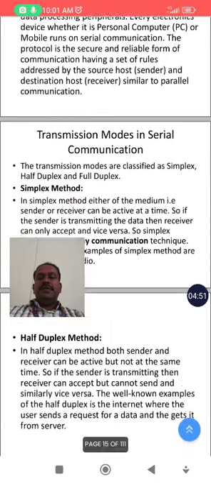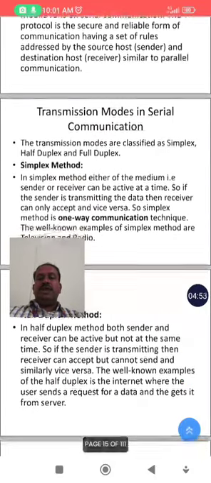Then the transmission modes in serial communications: there are three types of transmission mode, simplex, half duplex and full duplex.